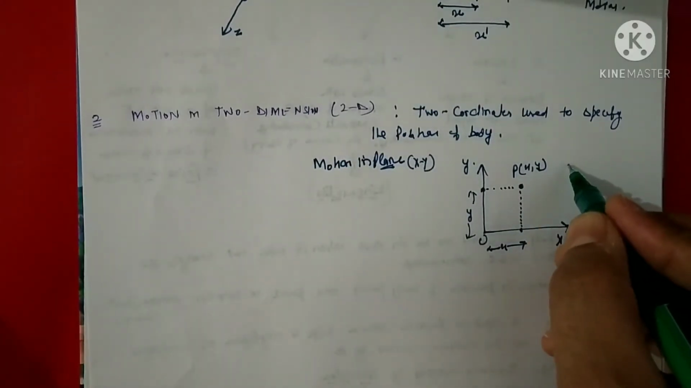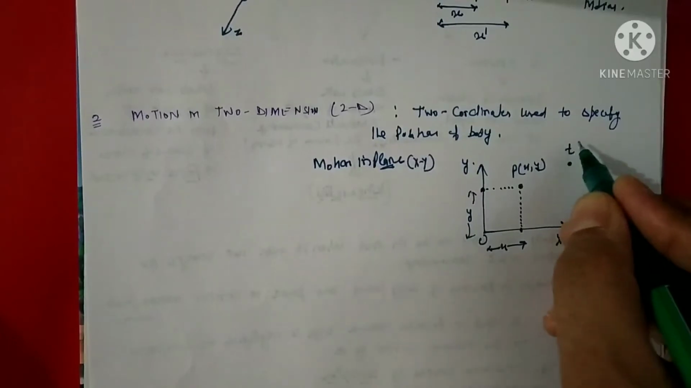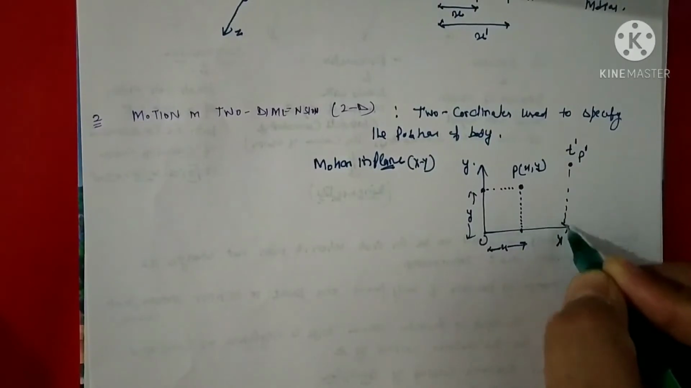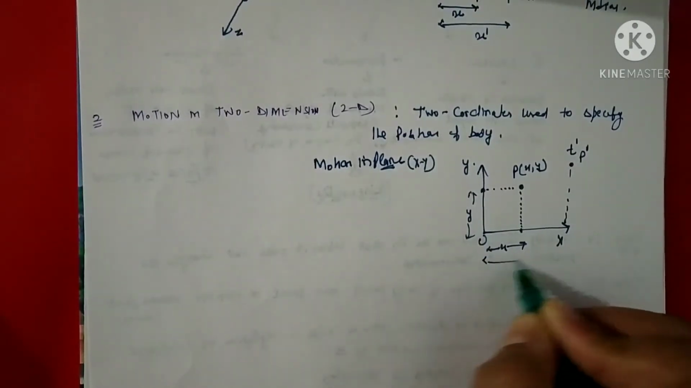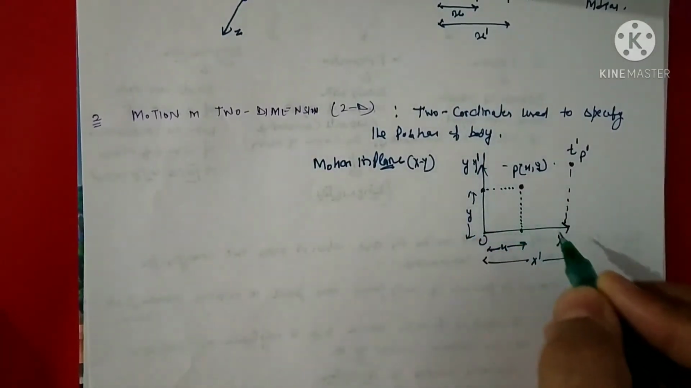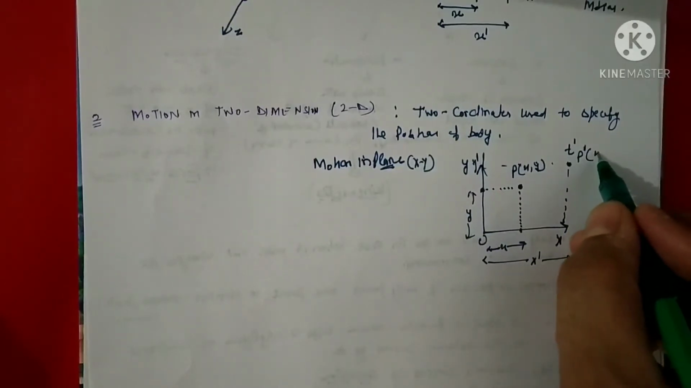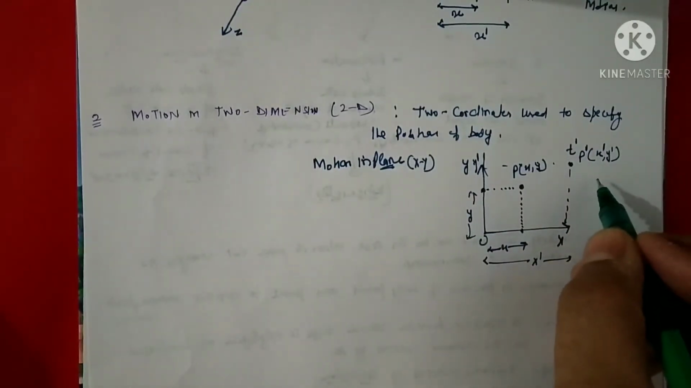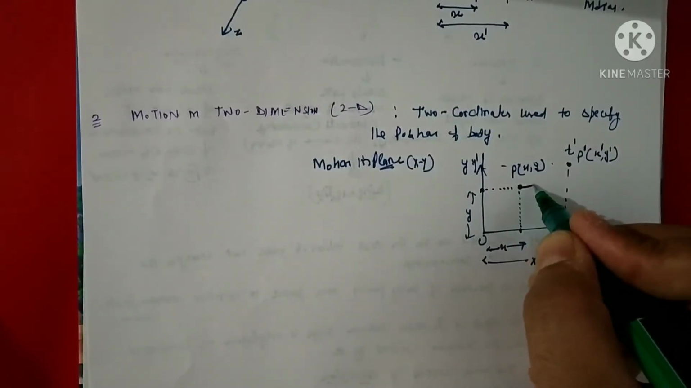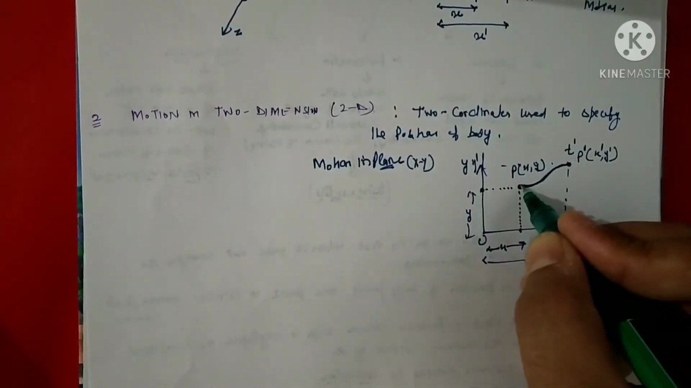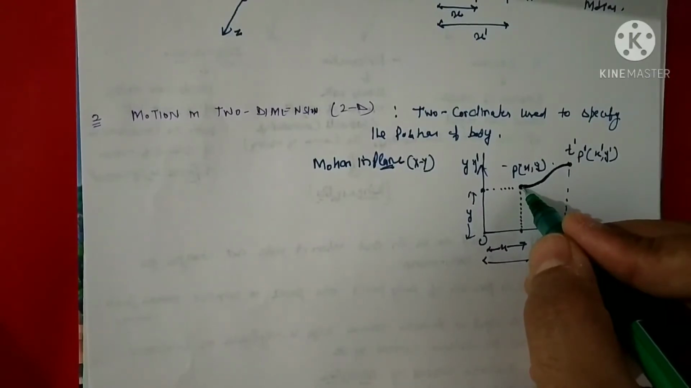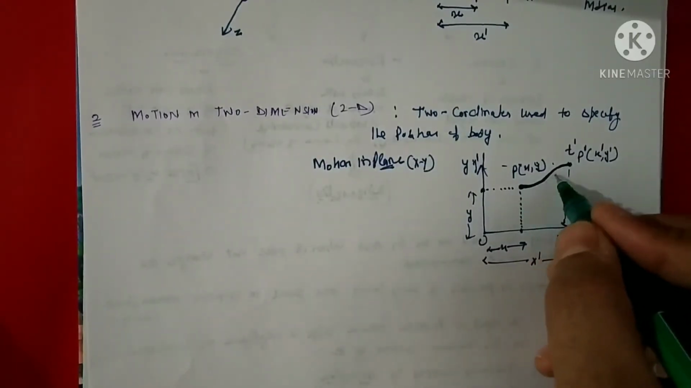Let at a time t dash the body change its position to P dash. According to this the coordinates change, let them be x dash and y dash. So x dash and y dash are the coordinates used to specify the position. Let the body change its position. This is the path of the body. Whatever this path, it may be a straight path or maybe a curved path. So the body will change its position from P to P dash. The body is said to move in two-dimensional motion.